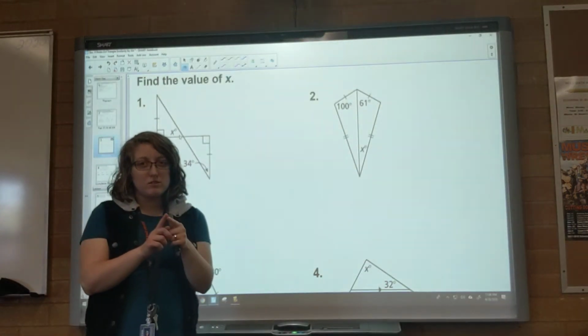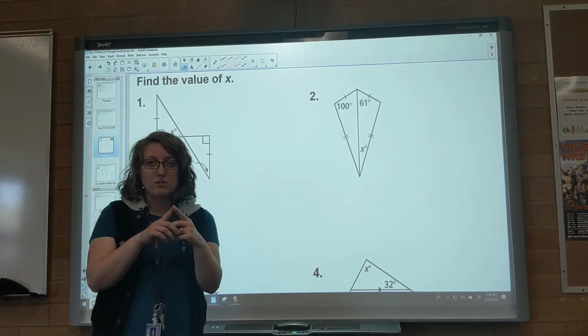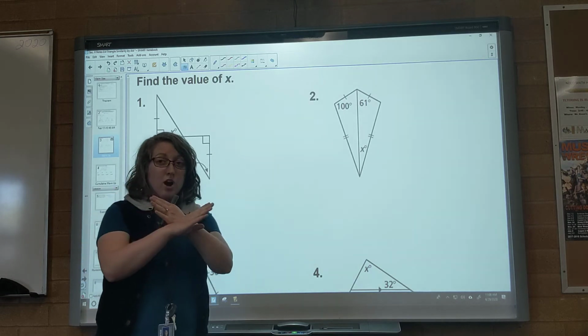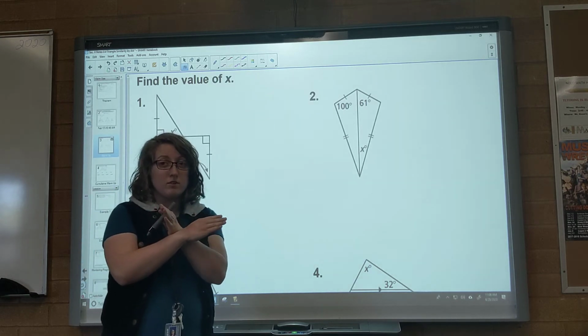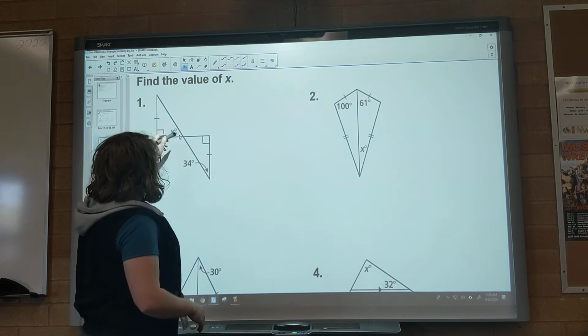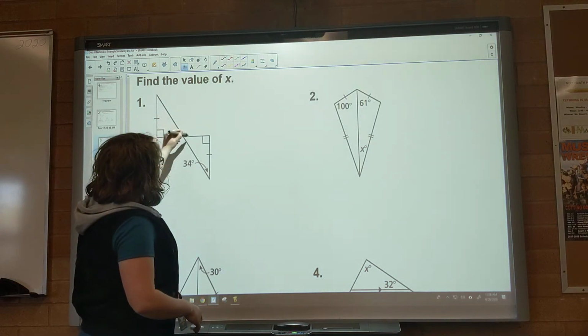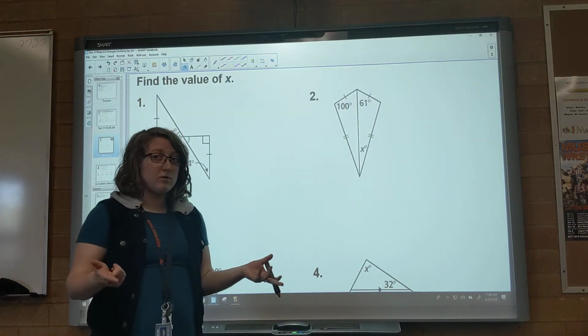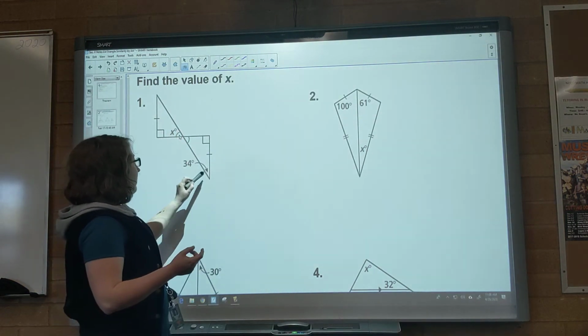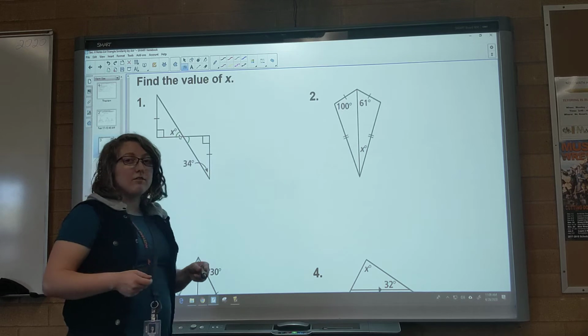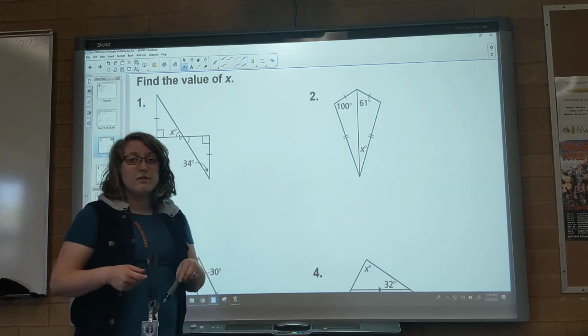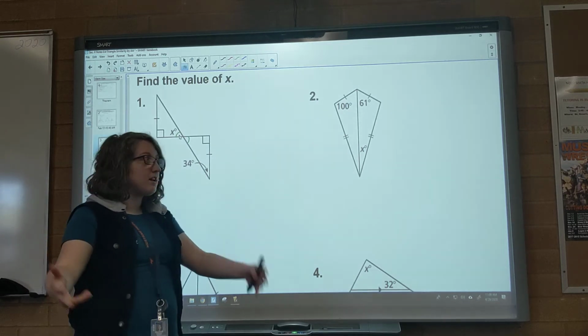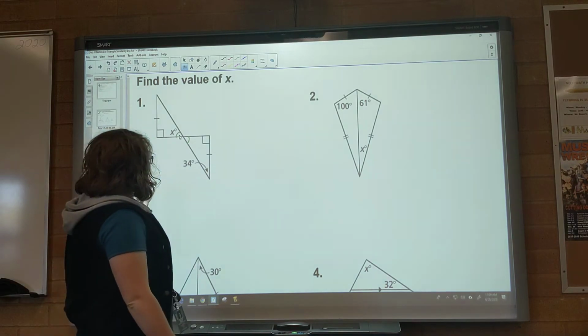So remember what Mr. Lee said. If you have two angles that meet and cross and make an intersection, you've got vertical angles. So we know the angle x right here is going to be congruent to this angle. And we don't know it yet, but we can figure it out because we have two angles in a triangle. We have 34 degrees and 90. And remember, all of the angles in a triangle add up to 180.